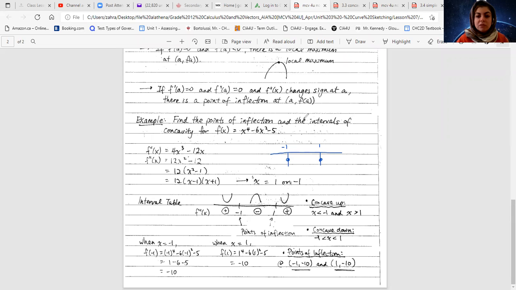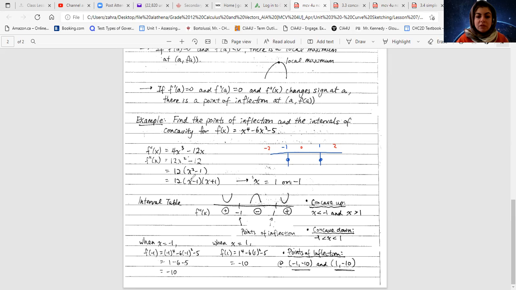I need to do the test points. Between negative 1 and 1, you can choose any number like 0. Above 1, choose any number like 2. Below negative 1, choose any number like negative 2. These are the test points.